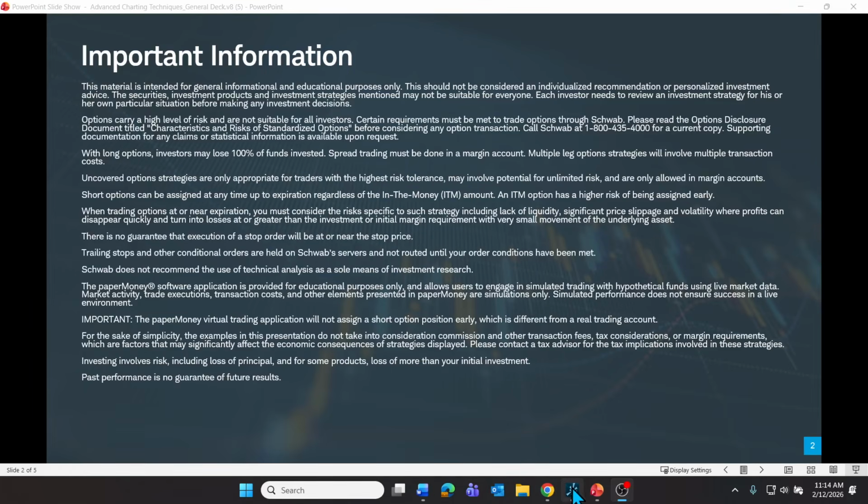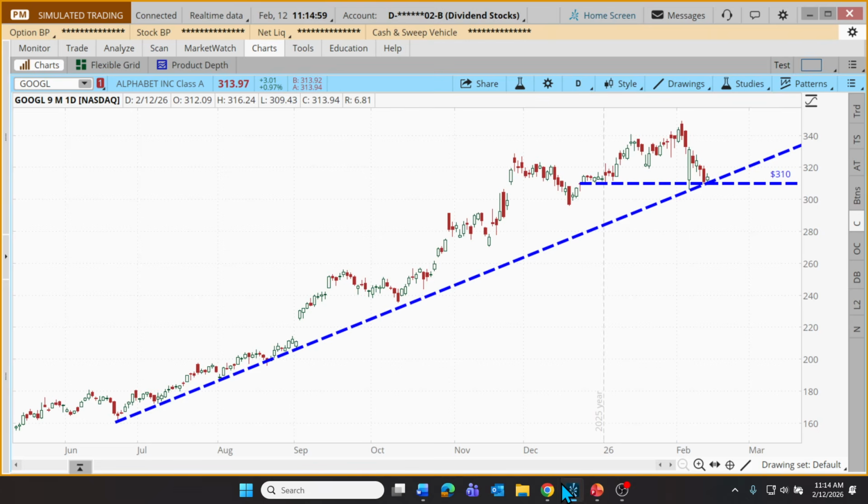But let's go right to the thinkorswim desktop paper money software platform, and let's put ourselves in the shoes of a chart investor or trader who's looking at Alphabet. Maybe they've observed that Alphabet appears to be showing signs of strength. It's had a great run stretching back about 8 months, coming down in recent weeks to an apparent price floor right around that $310 mark.